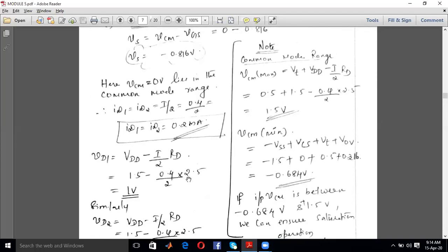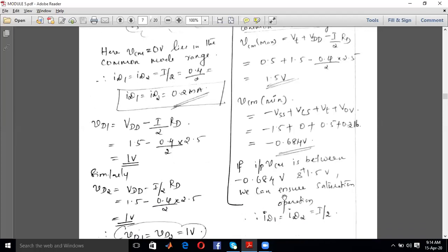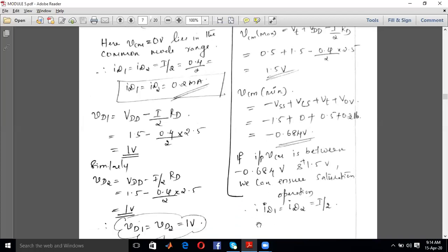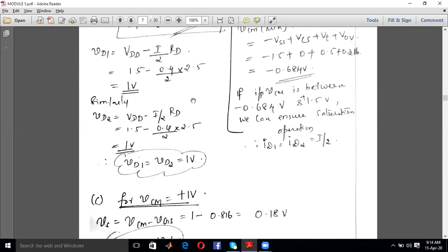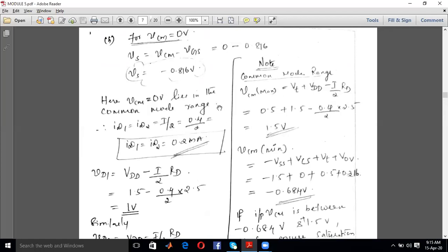So how did you achieve this particular conclusion that ID is going to be divided equally? By checking the range. By finding the range and checking whether my input comes between these two, then it can conclude that your current will be splitting equally. Now coming to the third part, while putting a question for the question paper, all these questions will not be coming as such. Maybe one or two parts will be there, but you have to study all these things.